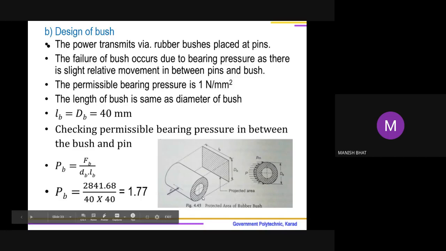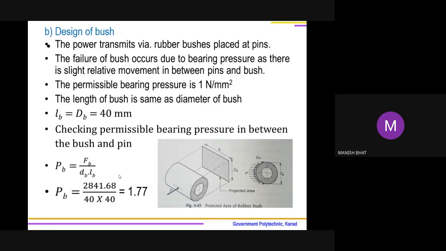So when you project the half cylinder, what will be the projection? The projection will be this. Height will be dB, and this length will be LB. So the projected area is dB multiplied by LB, the area of this rectangle. So bearing pressure is equal to FB upon dB LB. If you put that in, bearing pressure is coming out to be 1.77.